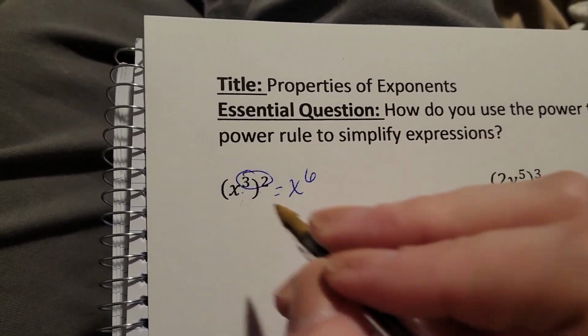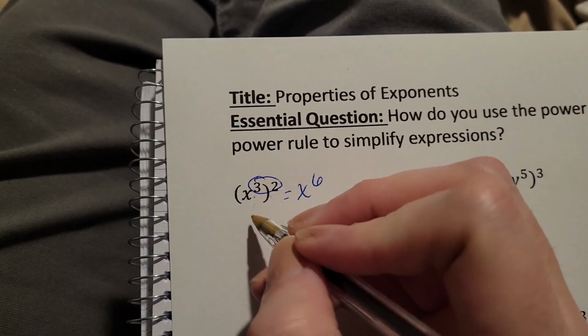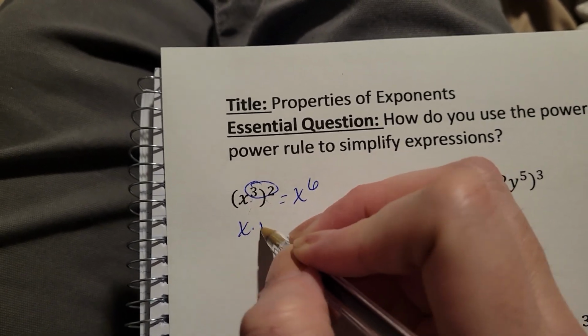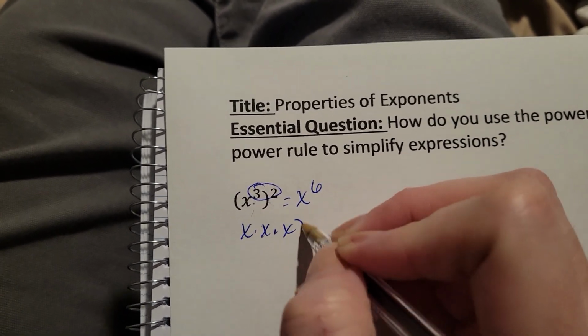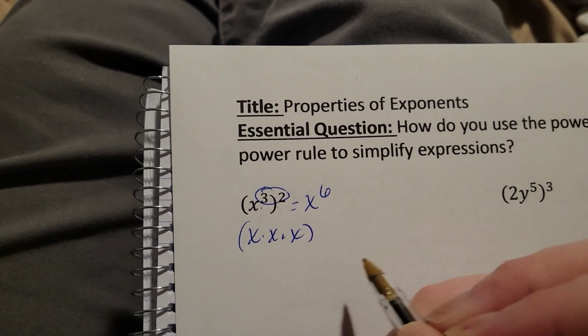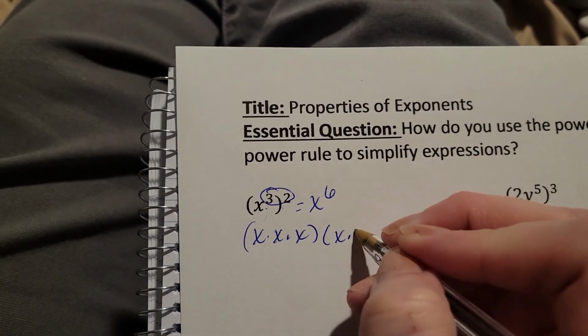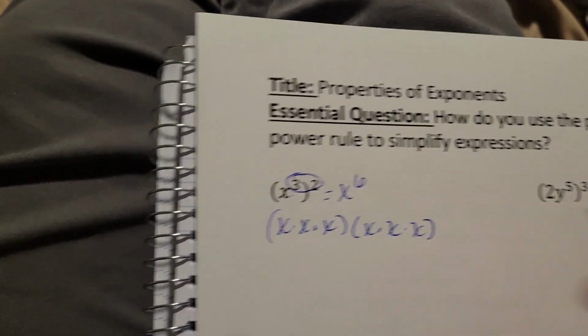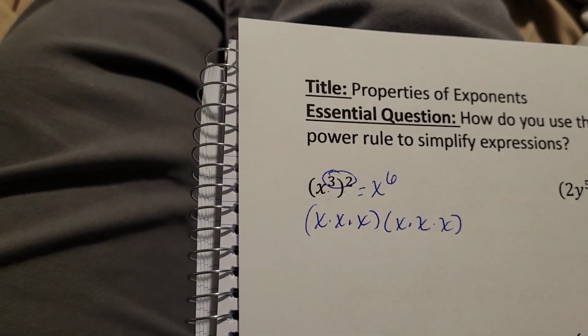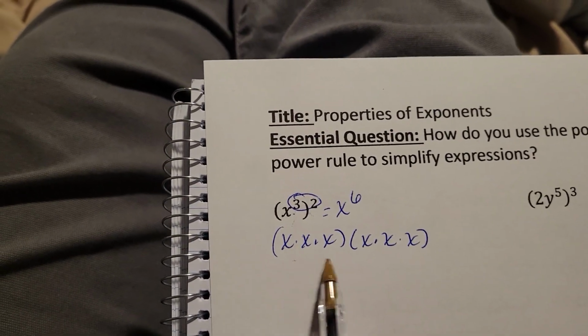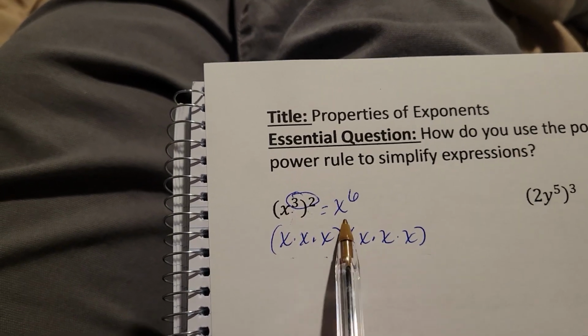So real quick, I'll show you why that works. If I have x cubed, that is going to be x times x times x. And then if I square that, that means multiply it by itself. So I'm going to multiply that by another x times x times x. And so now I have 3 x's and 3 x's for a total of 6 x's.